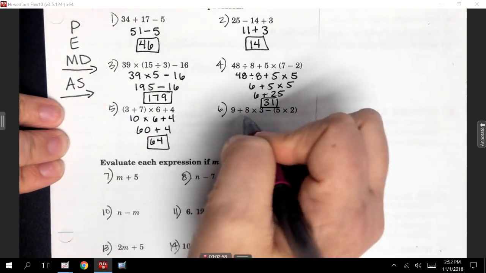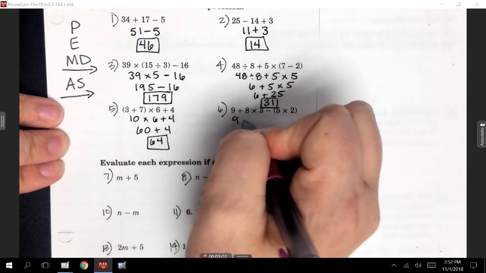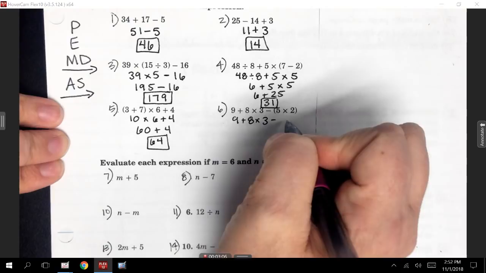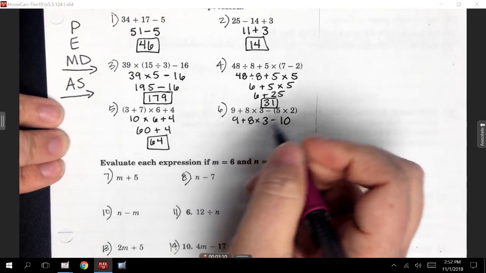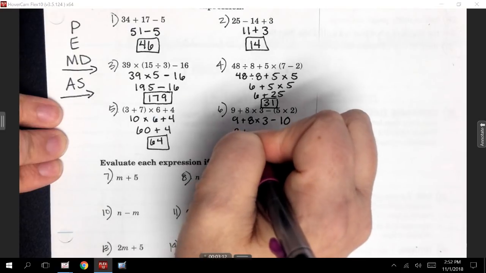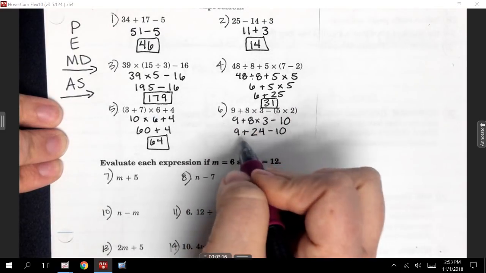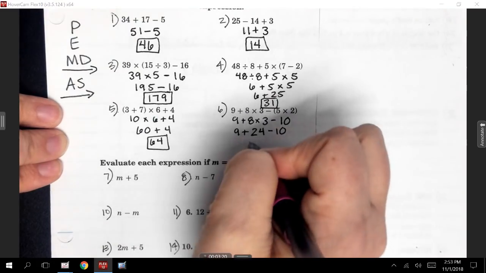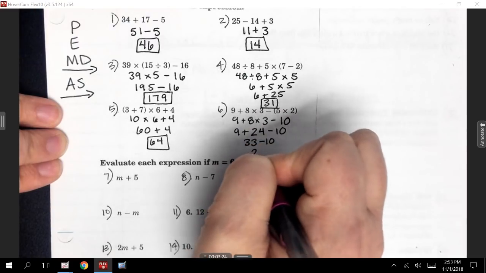All right, on number 6, I have parentheses, so that's where we're starting, leaving everything else in the problem just as it is. 5 times 2 is 10. All right, so now I do have some multiplication here that we're going to go ahead and work out. 9 plus 8 times 3 is 24 minus 10. So now we're going to work this in the order that it is since it's just adding and subtracting. 9 plus 24 is 33 minus 10 gives me 23.